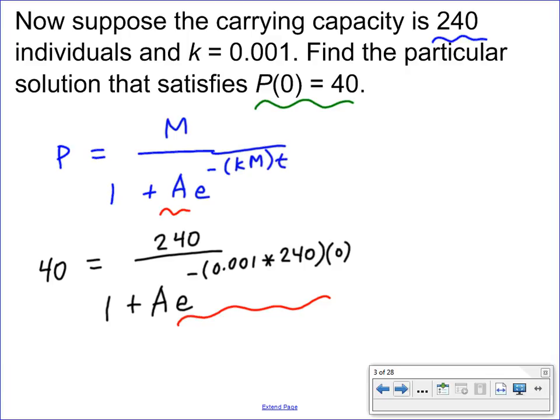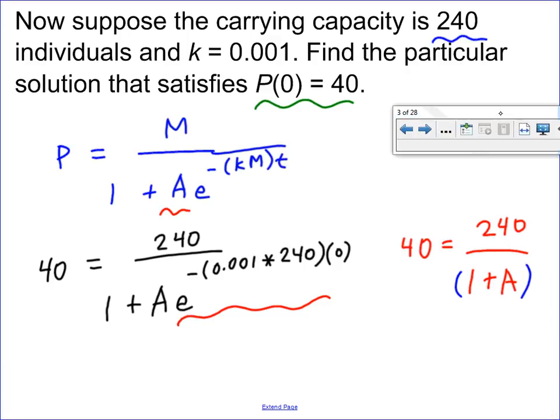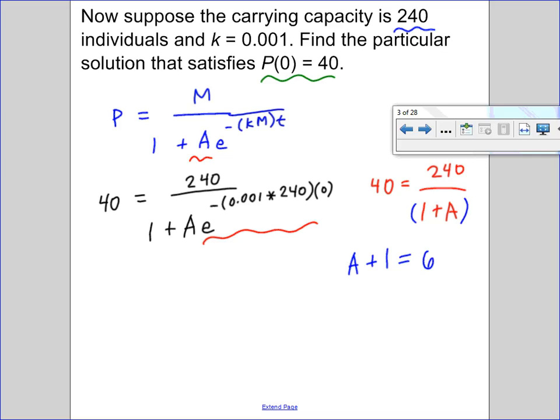So it looks like 40 equals 240 over 1 plus A. We can multiply the 1 plus A over and divide by the 40, and it looks like I'm getting 6 equals 1 plus A, so I must have the value of A is 5. Raise your hand if you have A is 5. Great, and we'll do a quick rewrite.